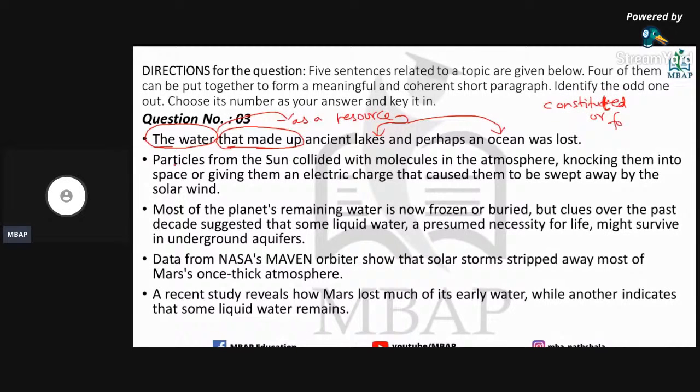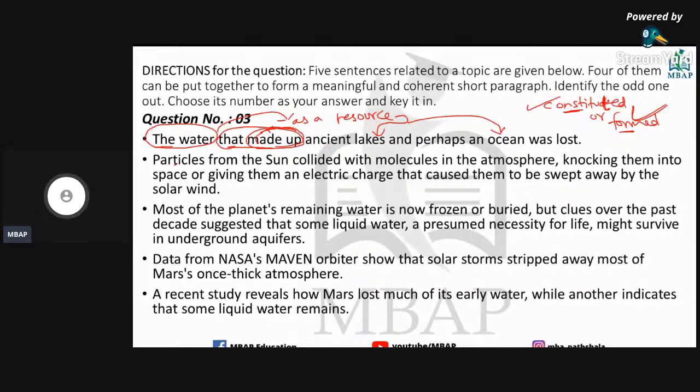Constituted or formed. These are synonyms. If you just replace the word made up with either constituted or formed, the sentence will still remain the same. Let us do and see that. The water that constituted ancient lakes and perhaps an ocean was lost. See, the meaning has not changed. That is why it is a perfectly fitting synonym. Next, the water that formed ancient lakes and perhaps an ocean was lost. Again, this is also valid.